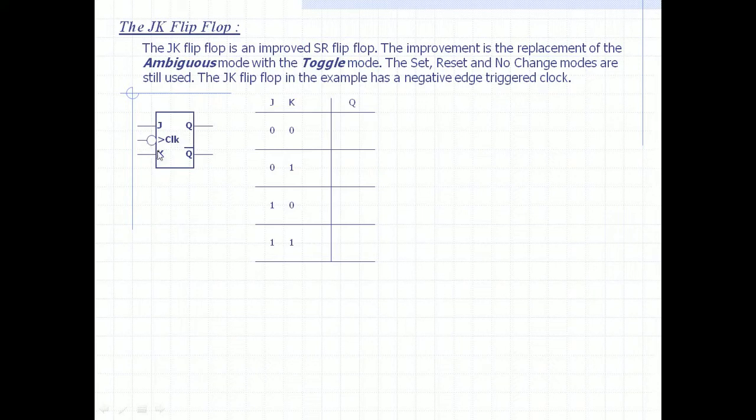Okay, now the JK flip-flop in the example has a negative edge triggered clock. Please mark it. We have a round here and a greater than sign. This shows that this JK flip-flop is negative edge triggered. If this round is not there, the JK flip-flop would be positive edge triggered.